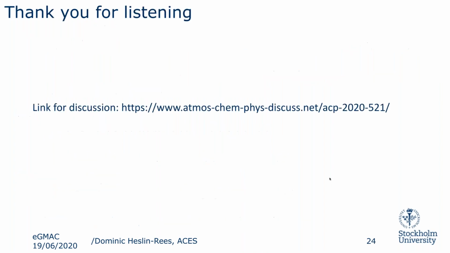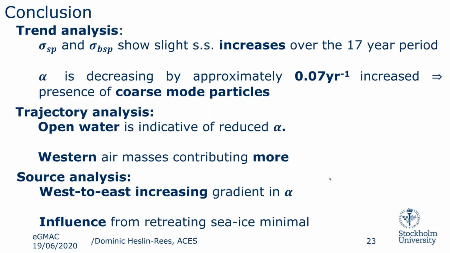There we go. And we also see an increasing trend, an increasing west to east gradient in the Angstrom exponent. So the western air masses having lower Angstrom values and the eastern air masses having higher.